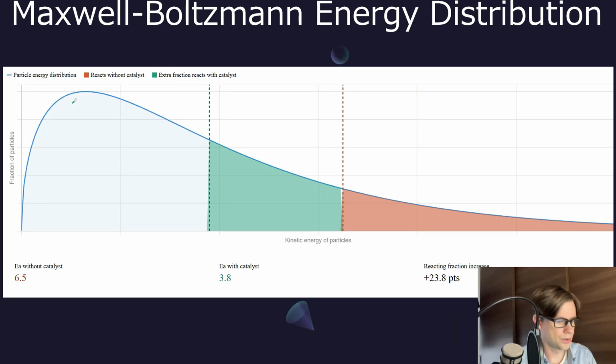Here's the Maxwell-Boltzmann distribution for some reaction. If we just look at the uncatalyzed version first, you can see the red or pink area represents our reactive particles. It looks like EA without a catalyst is 6.5 on some arbitrary scale here.